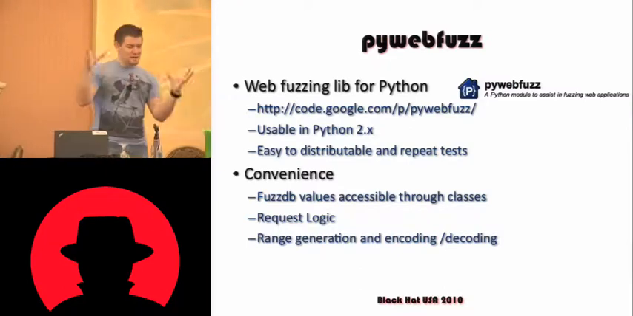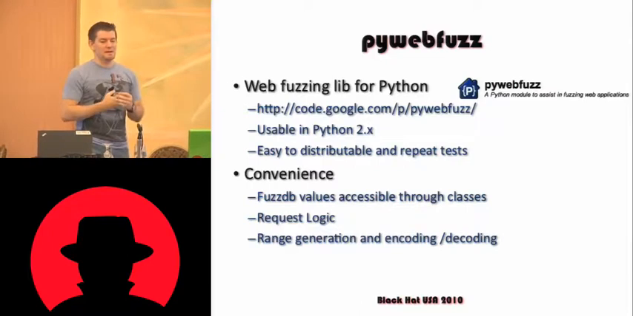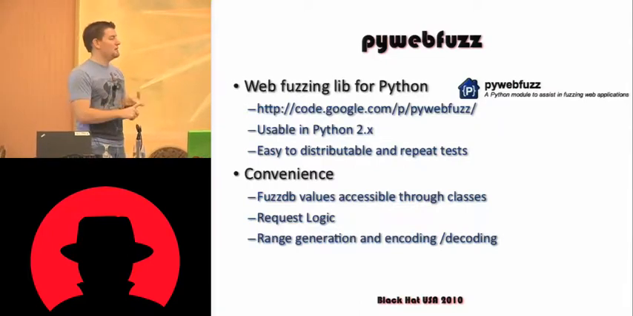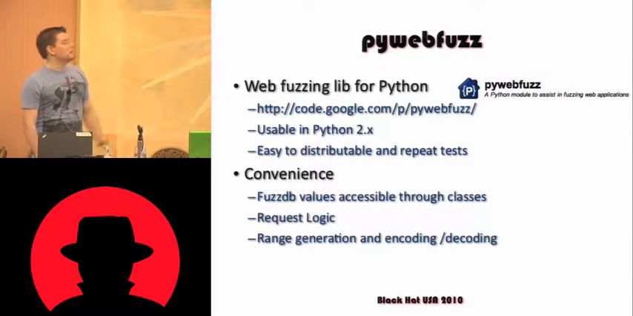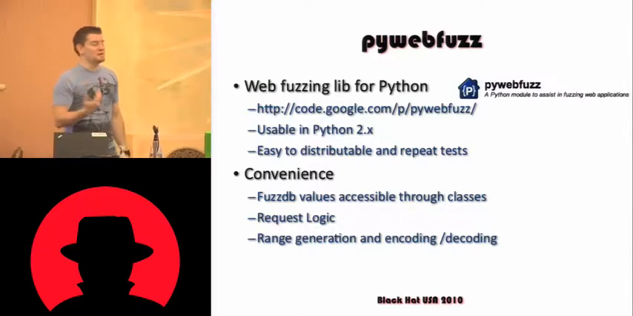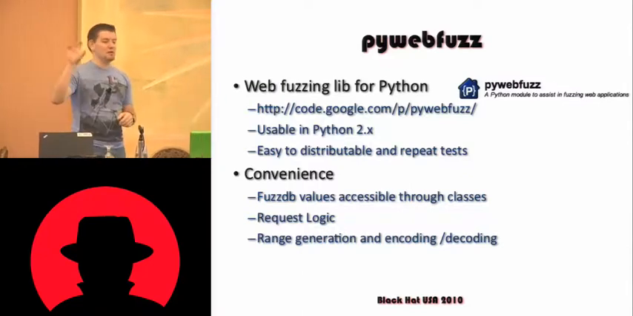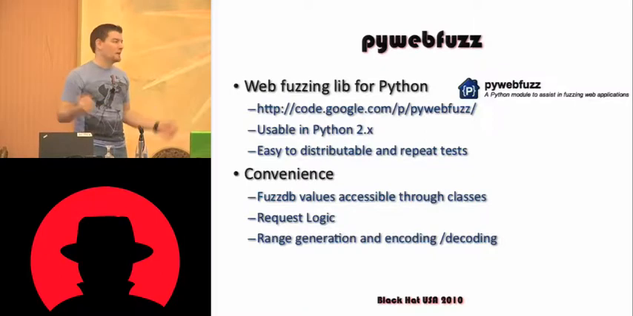It started to become a lot bigger than I intended. So I have the FuzzDB values available. I have request logic that's built into the utils, as well as I took the encoder lib from Dharma encoder and included it here as well. So you could grab any of those encodings and run with them.